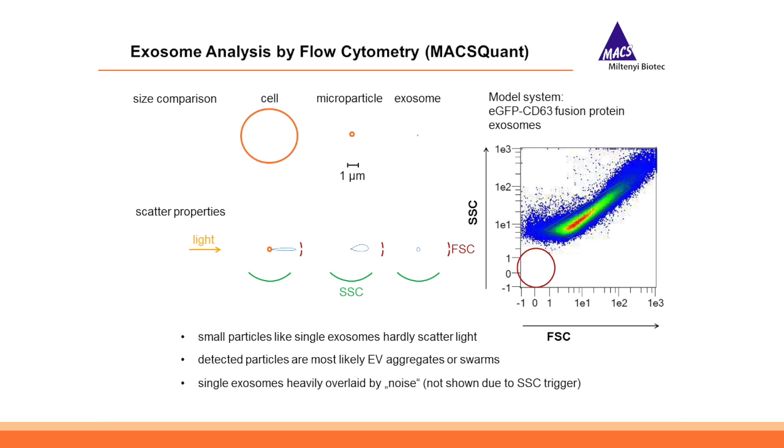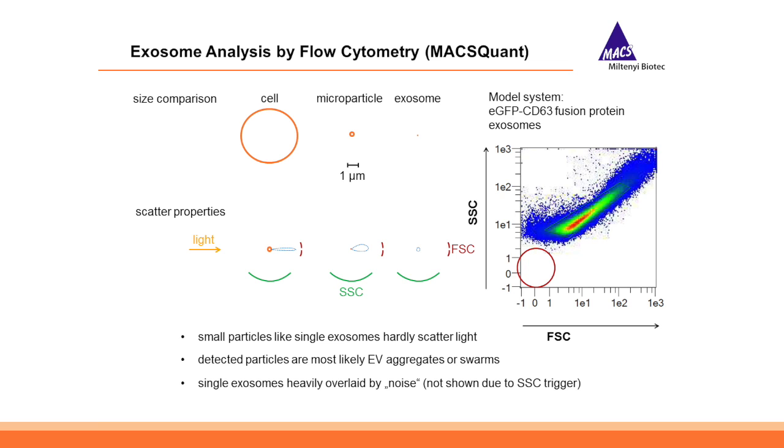If you compare now the cells with exosomes, you immediately can see that the size of the exosome is about 100 times smaller than a cell. So the scattering of such a small particle is hardly any. But if we analyze exosomes on the flow cytometer, you can see that you get a lot of signals in both channels, so forward and side scatter signals. But these are not single exosomes, but likely aggregates or swarms. You can detect the exosomes, but not single exosomes.